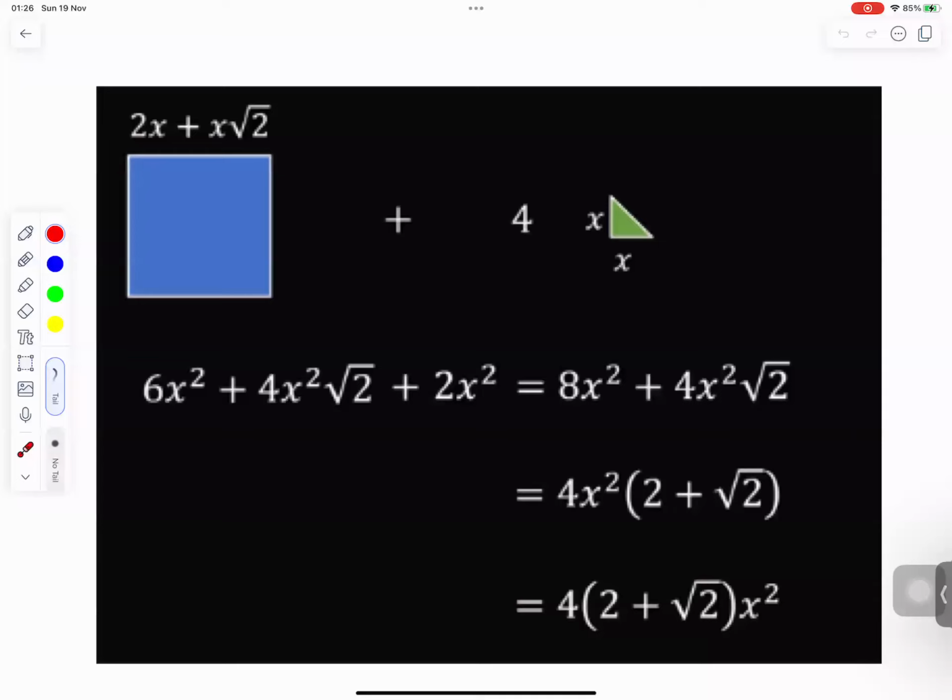So you add it together now. So you add those together, and that will give you 8x squared plus 4x squared root 2. 4x squared can factorize. You're left with 2 because 8 is the same as 4 times 2. And you get x squared out, x squared out. So you're left with 2 with root 2. And you can put them in a way where the 4 stays in front, the x squared goes at the end. 4 bracket 2 plus root 2 times x squared. And that's what they wanted you to show.